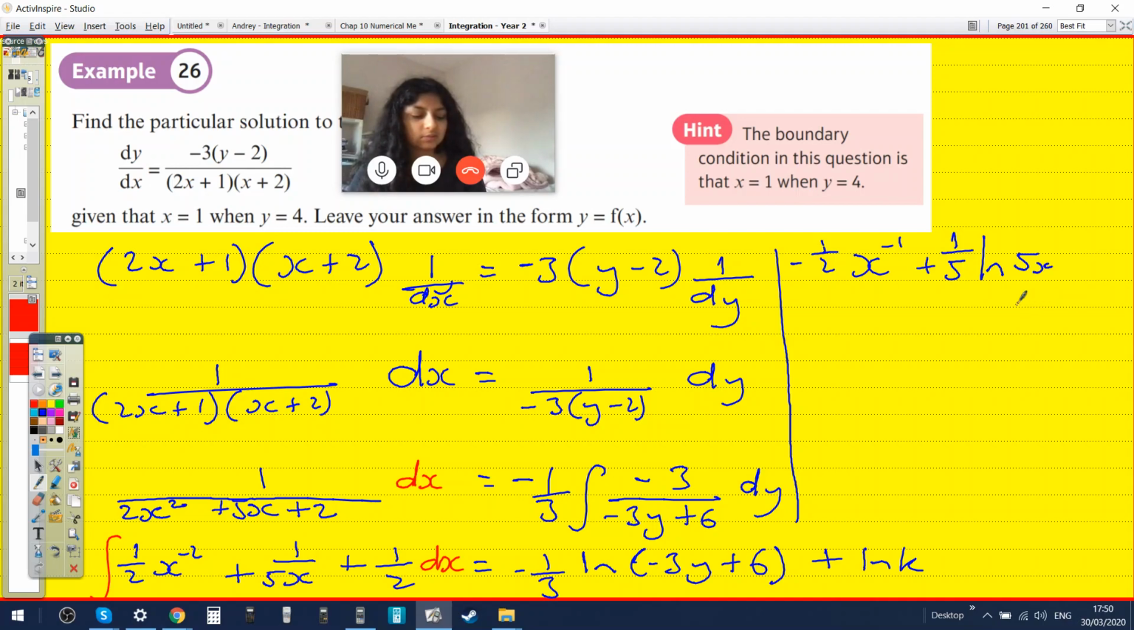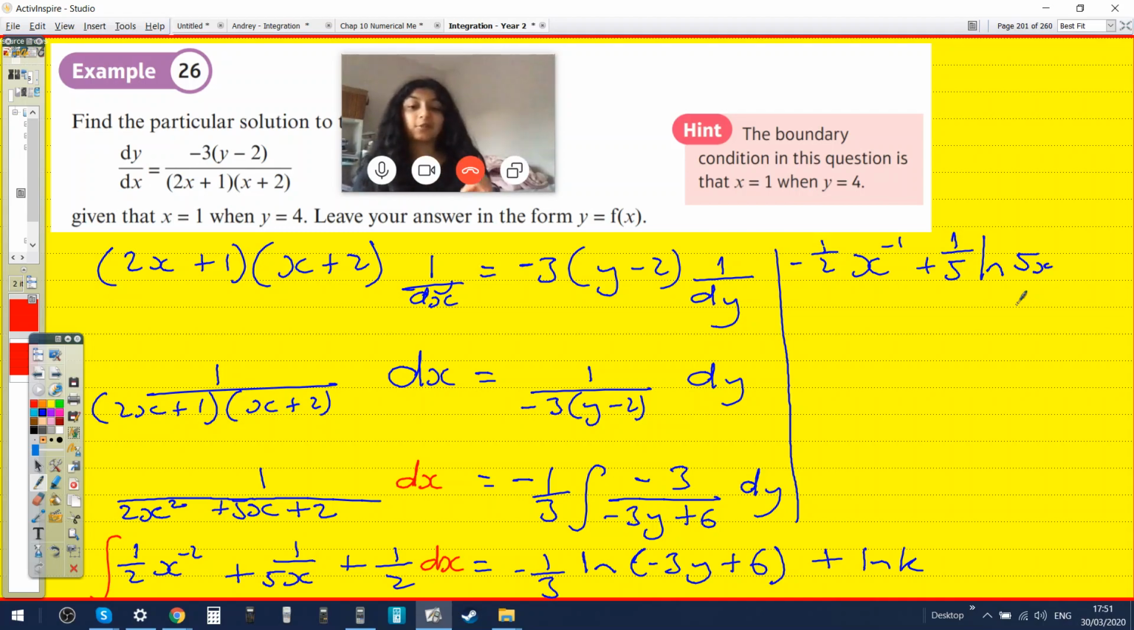Say it again, sorry. When you integrate 1 over ax, you could have 1 over a ln ax plus c or 1 over a ln x plus c. I don't understand that. How could you have both? Yeah, that doesn't seem right. Yeah, I think that's wrong. I'm crossing it out.